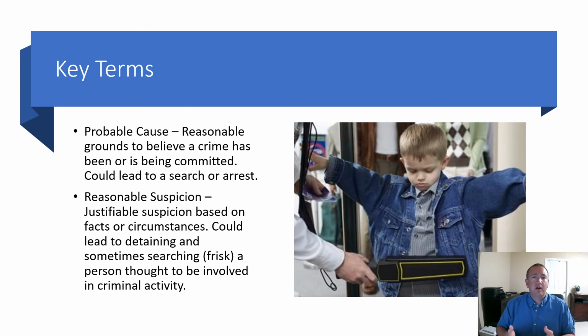Probable cause would be you pull somebody over and you smell alcohol. That's probable cause. Now, reasonable suspicion would be pulling them over because they were going too slow in the left lane. They were driving the speed limit and not driving with the flow of traffic. There may be suspicion that there's something going on here. They're being a little too careful on the road. They're going the speed limit, but they're in the left lane. Maybe there's something here. That's suspicion. They're just suspicious.